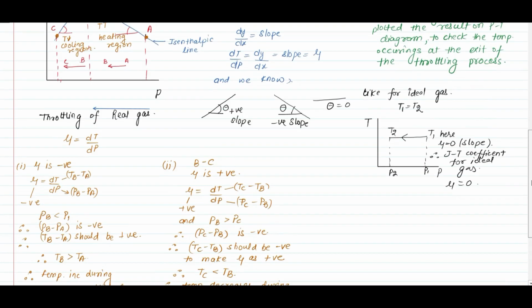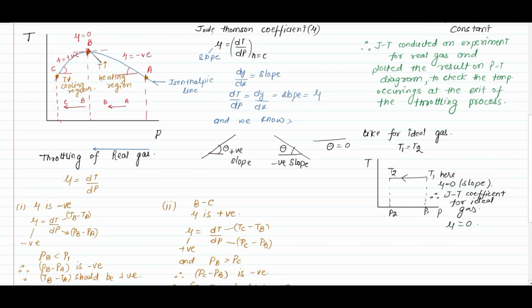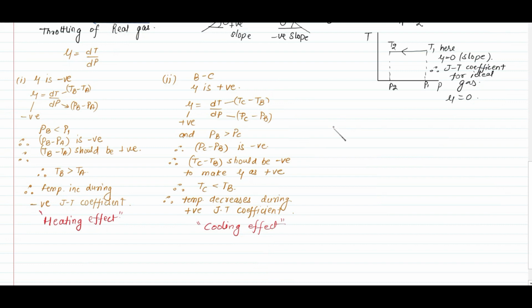We found a point in the PT diagram where the nature is changing, where mu is 0. It is the inversion temperature point, where the Joule Thomson coefficient is 0. Seeing the cooling effect and heating effect, the Joule Thomson coefficient mu is very much useful in HVAC systems, heating, ventilation, air conditioning systems.